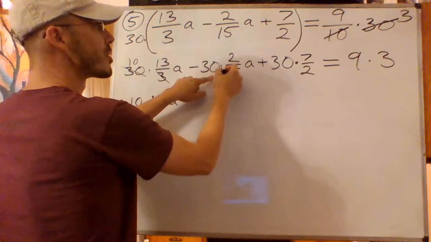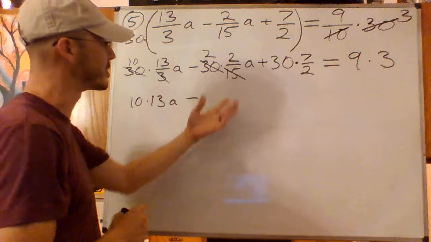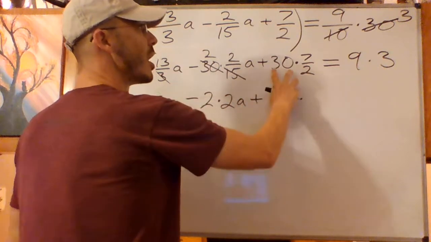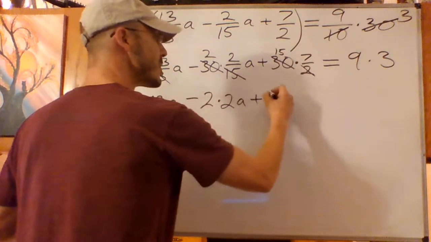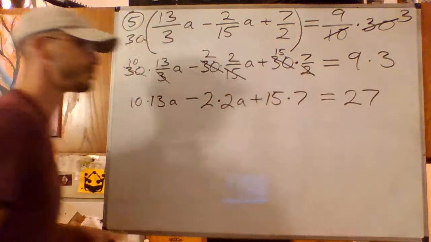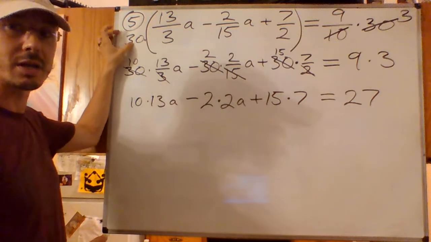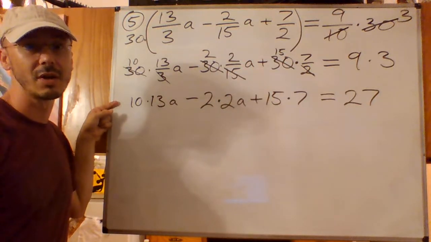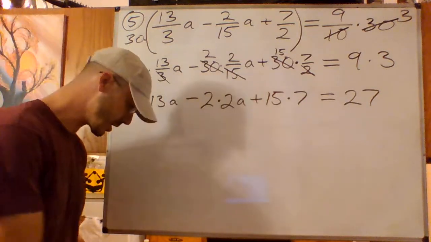Minus the 15 and the 30 cancel, leaving a factor of 2, because 30 divided by 15 is 2. And then there's this other 2a. Plus the 30 and the 2 cancel, leaving a factor of 15. 15 times that 7. And 9 times 3 is 27. So now you can see the advantage of multiplying by that number 30. It canceled out all the denominators. There are no more fractions. We could have fussed around with fractions at every step. I did it that way.